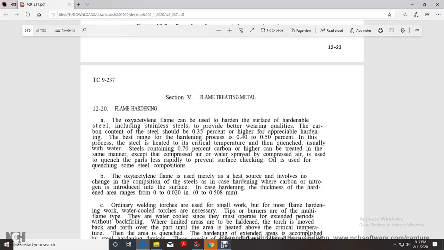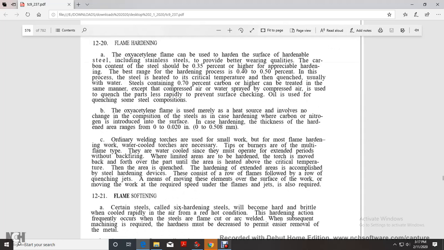The best range for the hardening process is 0.40 to 0.50 percent. The process heats the steel to the critical temperature and quenches it, usually with water. Steel containing 0.70 percent carbon is treated in the same manner, except compressed air with a water spray is used, so that parts quench less rapidly to prevent surface checking. Oils are used for quenching, depending on the steel's composition.